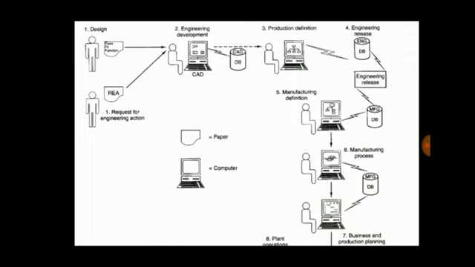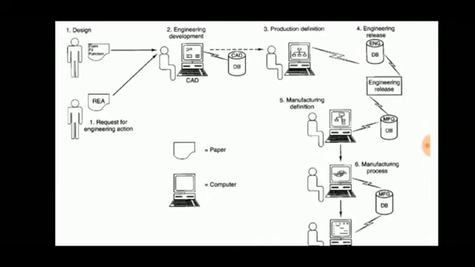Then this is a simple illustration showing the complete manufacturing of a product. First of all, the design engineer collects the information from the market research team about what requirements are needed by the customer or the end user, and then he performs a design process. And the engineering development performs a design and stores it in a server or a computer.